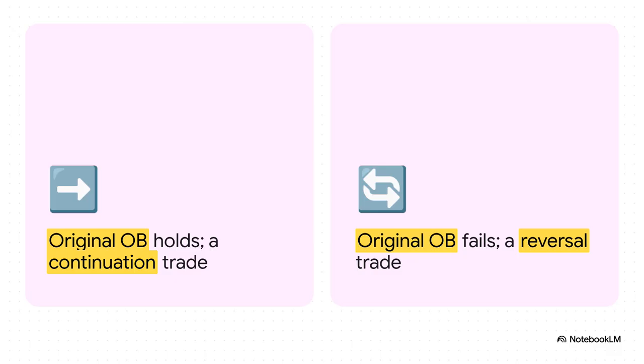A breaker block, though, is a reversal trade, which means the original order block totally fails. And the absolute single most important diagnostic tool to tell them apart? The candle body close. If the body closes past the block, it's a breaker. If it holds, you've got a mitigation.